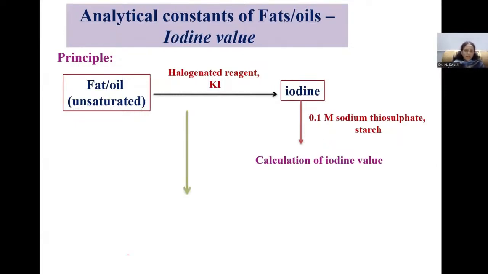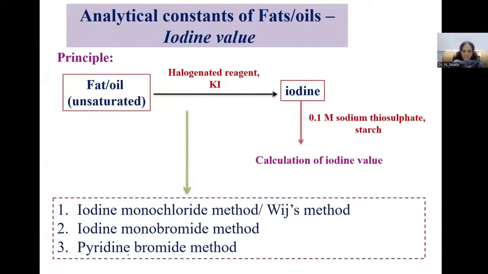So this iodine value can be determined by 3 methods which are suggested by IP. They are the iodine monochloride method, which is also known as Wijs method. In this method, iodine monochloride will be used as reagent. Now in the second method, which is known as the iodine monobromide method, iodine monobromide will be used as reagent.